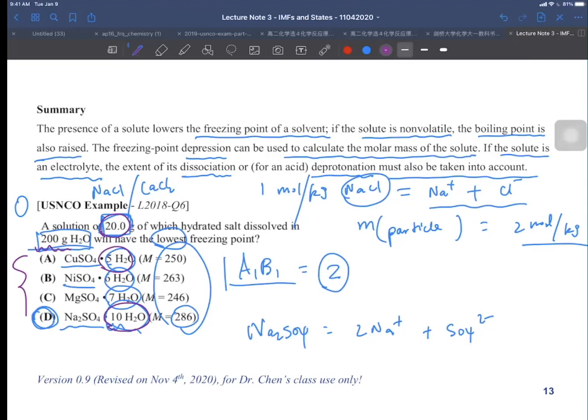So that will not be the major factor here. The major factor will be the number of ions produced in each case, right?